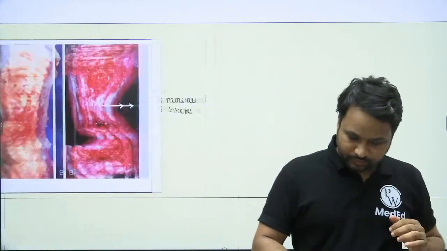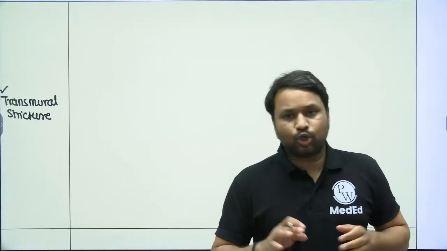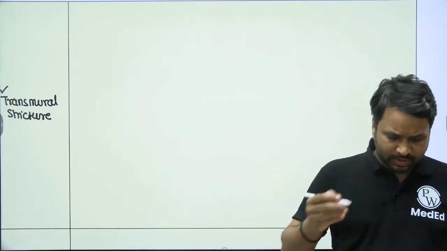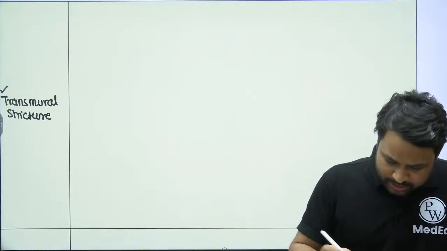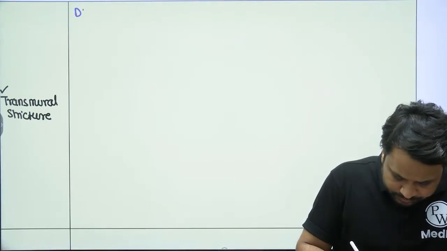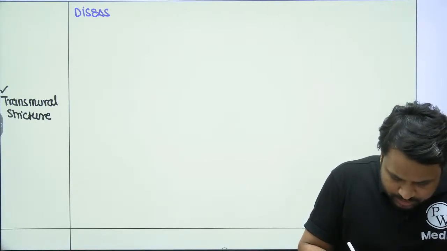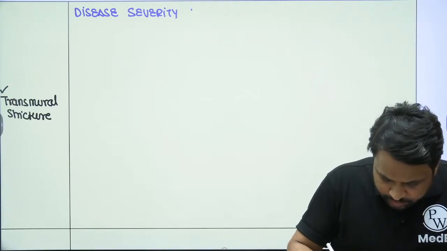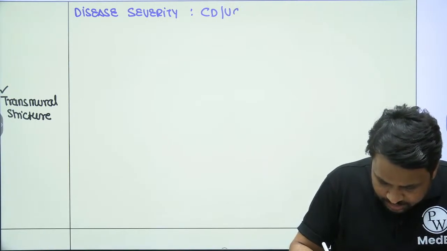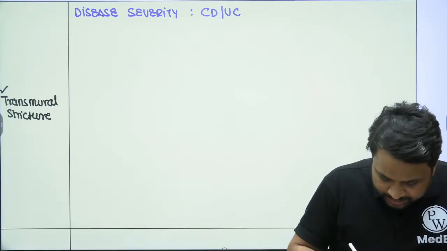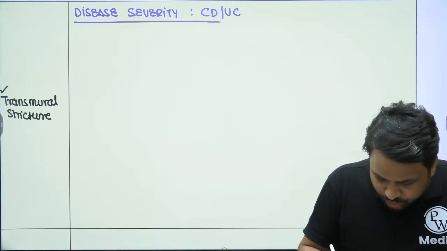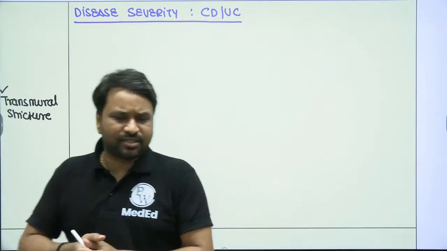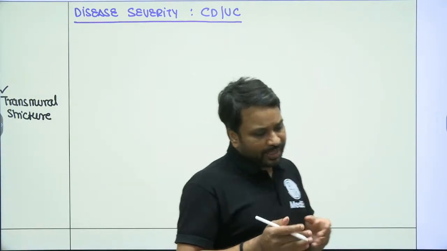Now in the same context, to understand the severity of inflammatory bowel disease, for both Crohn's as well as ulcerative colitis, we take diarrhea as the measure of severity, obviously, because one of the predominant features in ulcerative colitis or Crohn's disease will be diarrhea.